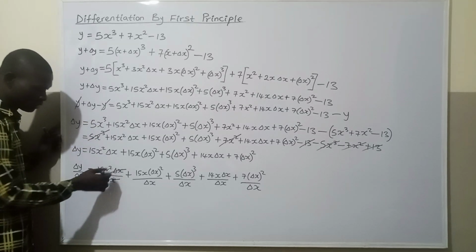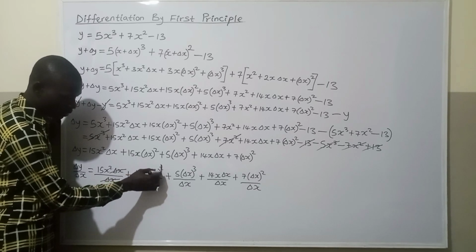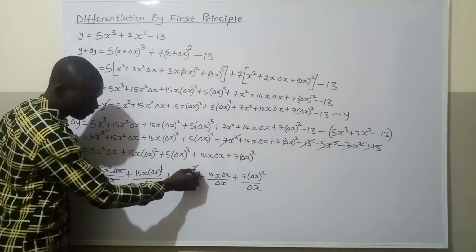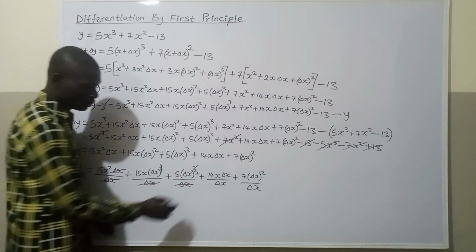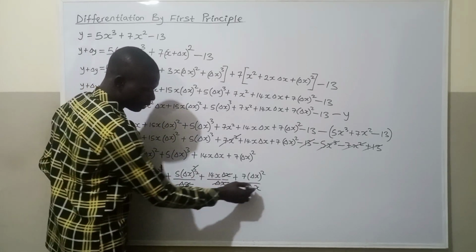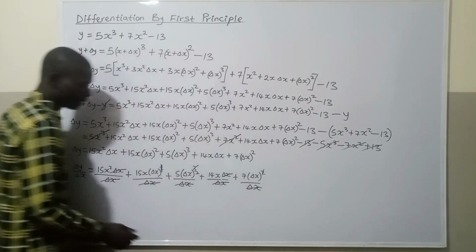Delta x here will cancel delta x. This delta x under here will cancel one of these, will be left with only one delta x there. This delta x here will cancel one of these, will be left with what? Delta x squared. This delta x also will cancel this delta x, and then we'll be left with only 14x. This delta x will cancel one of these, will be left with only delta x.